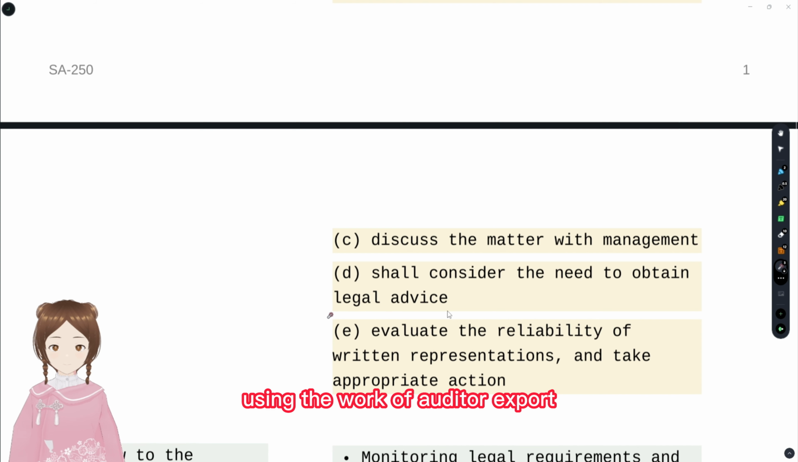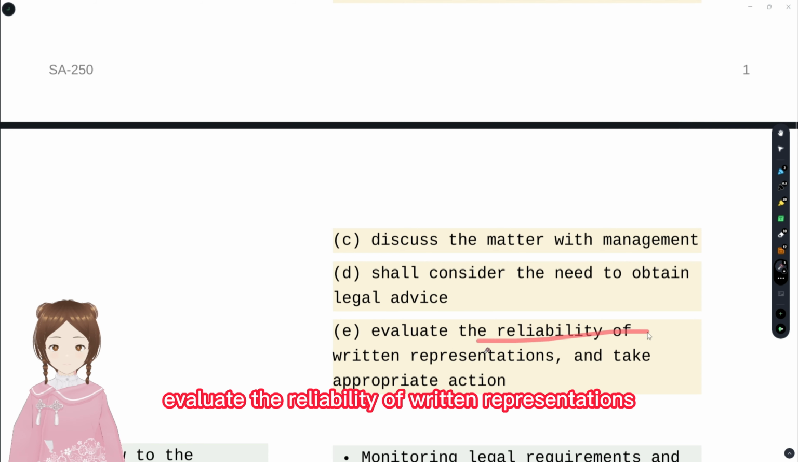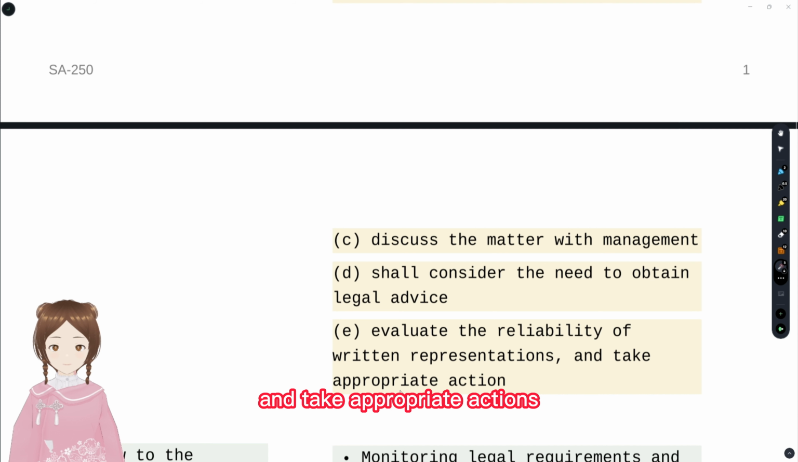Using the work of an auditor's expert, we could take legal advice if necessary, evaluate the reliability of written representations, and take appropriate actions. You see, whenever we find any fraud or irregularity or any kind of non-compliance which the management has to deal with, that's the responsibility of the management to comply with a few things or to form an internal control. Then what do we have to do? We have to check the competence.